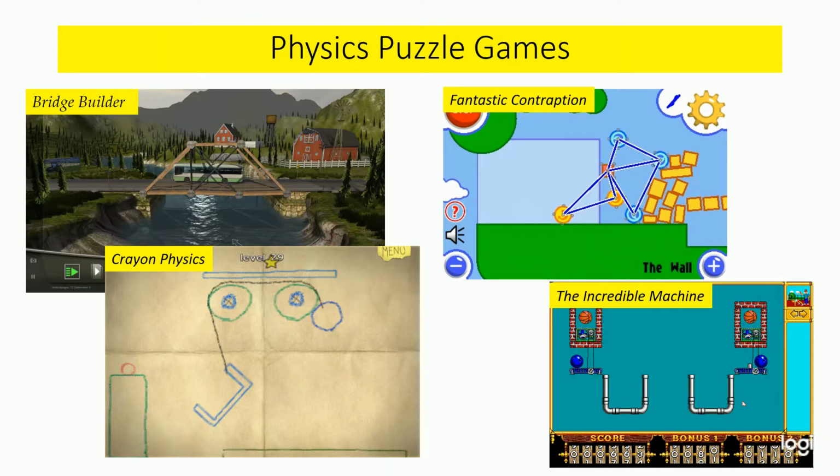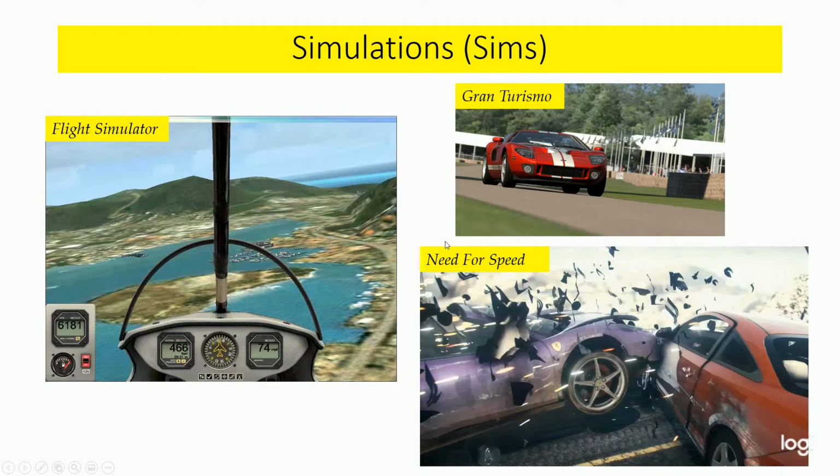Then there is Cradle Physics, where you need to draw an object in order to make the mechanical stuff work over here. Okay, sorry, this is a slide. Then this is Fantastic Contraption, where you also need to stack stuff. Then The Incredible Machine. So there are a lot of games. In the previous slide, these are examples of games: Gran Turismo, Need for Speed, Flight Simulator, and so on.